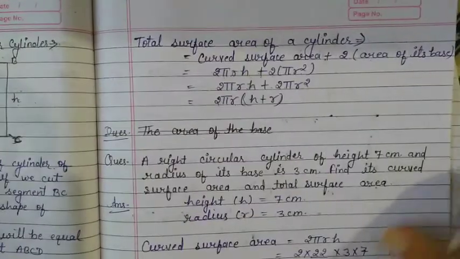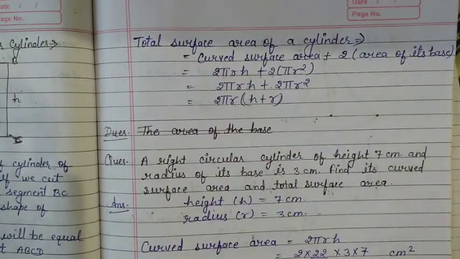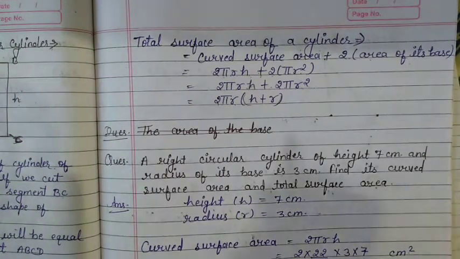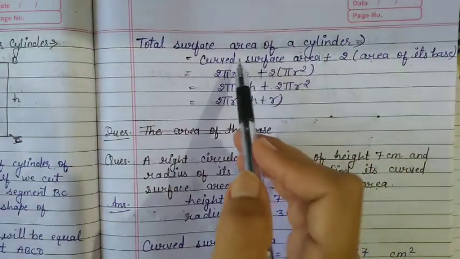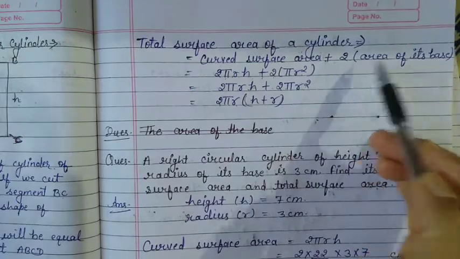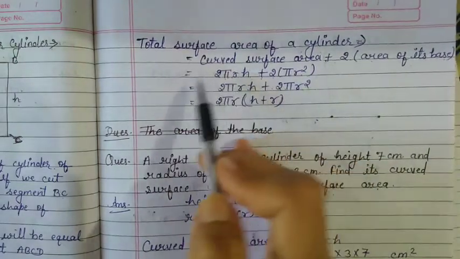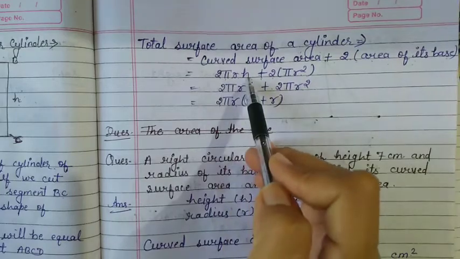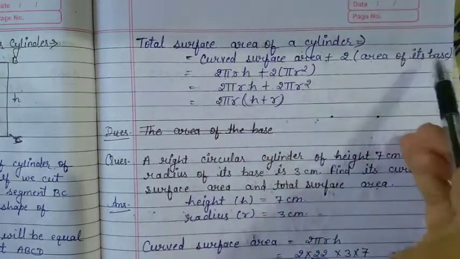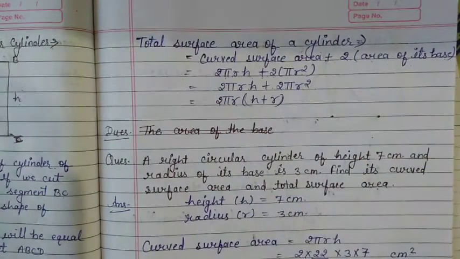Now we will find the total surface area of a cylinder. Total surface area means its curved surface area and its two bases. The first base is its bottom and the second base is its top. So total surface area of a cylinder equals curved surface area plus 2 into area of its base, which is 2 pi r h plus 2 pi r square. Here its bottom and top areas must be equal because its bottom is also a circle and its top is also a circle.